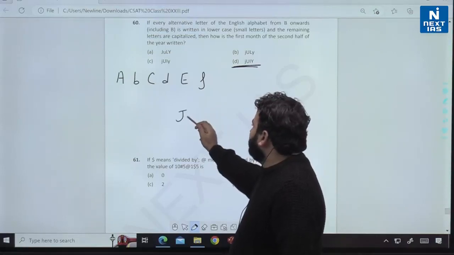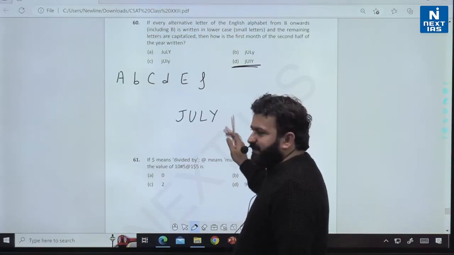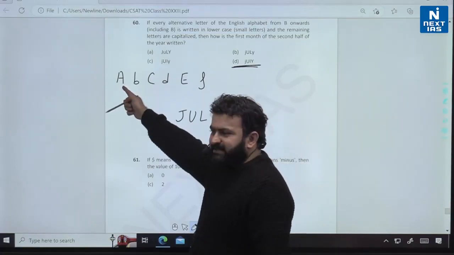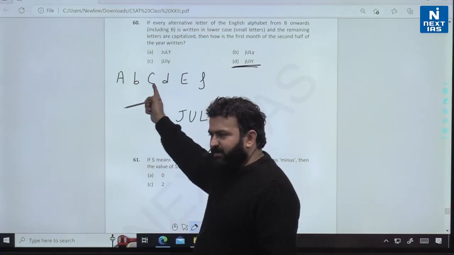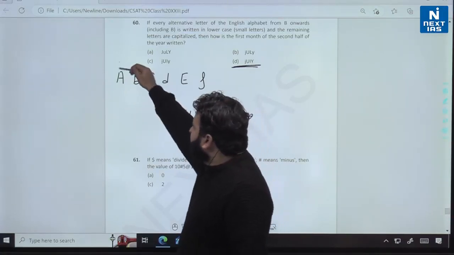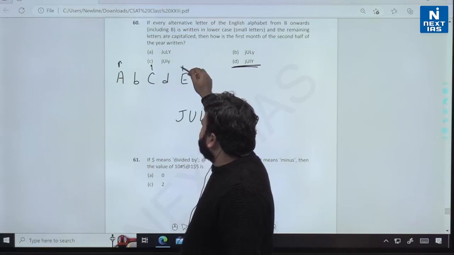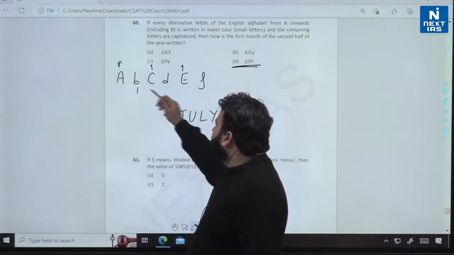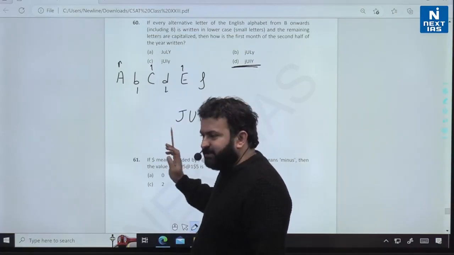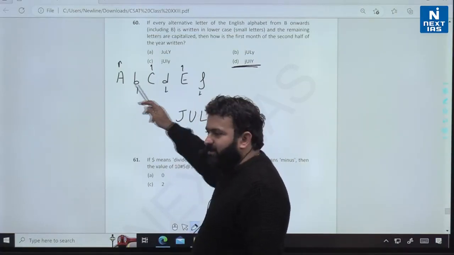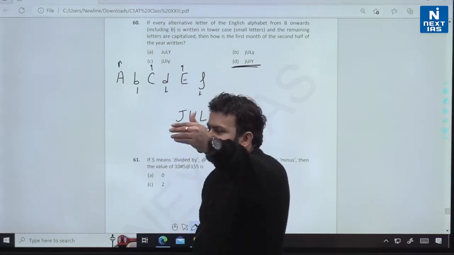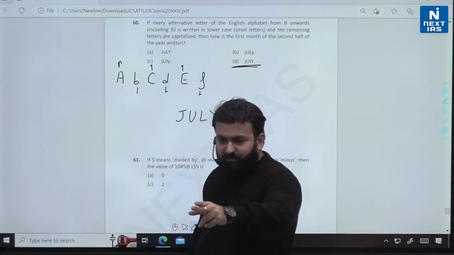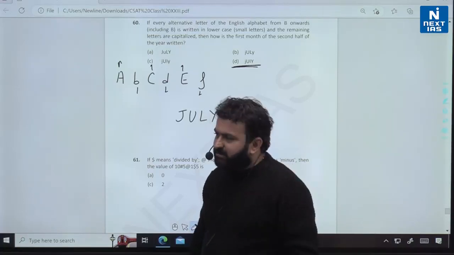Now the month of July. Now look, in this case simply the first letter is capital, second is small, third is capital, fourth is small. It means all the letters which are placed at odd position, they will be capital, and all the letters which are placed at even position, they will be small. Is it clear or not? First, third, fifth, seventh, ninth, 11th, 13th, they will be your capital. Second, fourth, sixth, eighth, 10th, they will be your small.